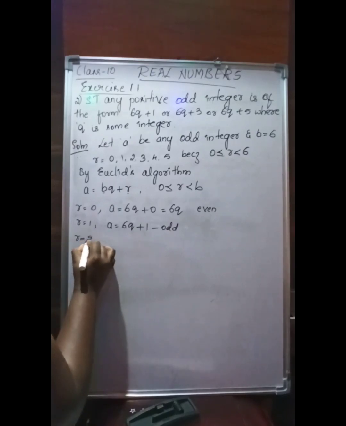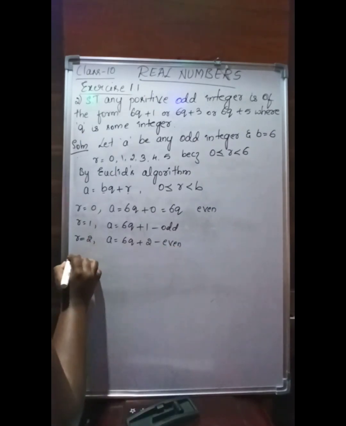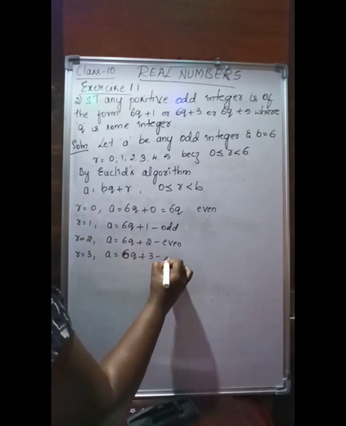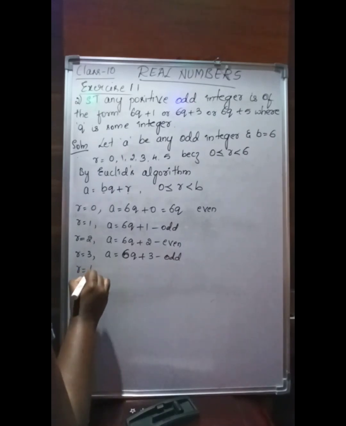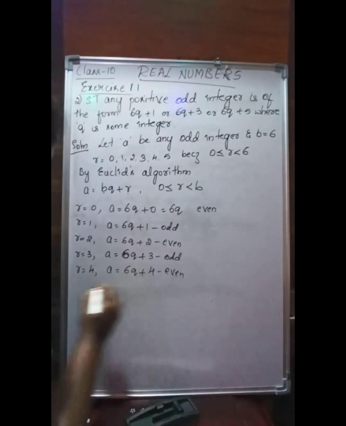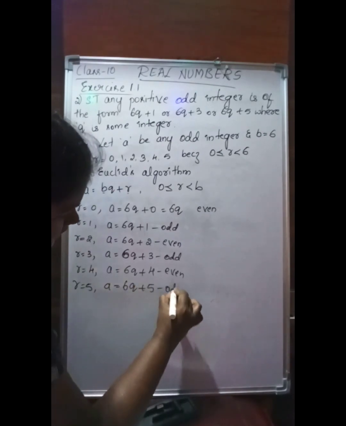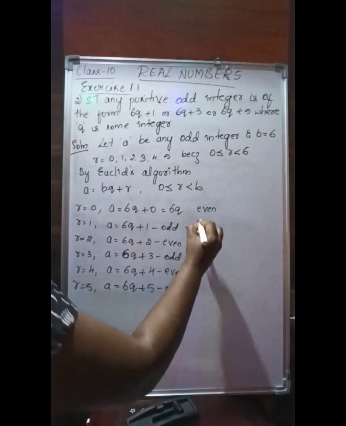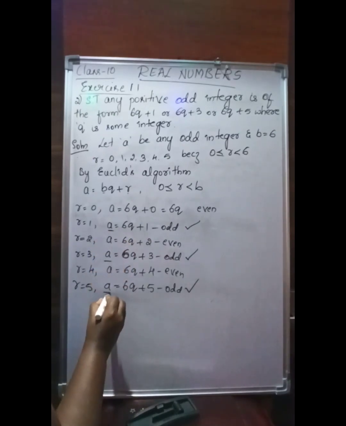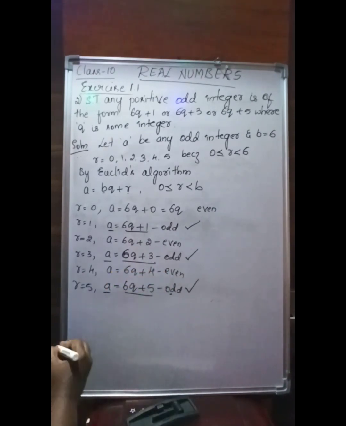Now consider r equals 2. A equals 6q plus 2, and this is an even integer. So r equals 3, a equals 6q plus 3, this is an odd integer. R equals 4, a equals 6q plus 4, this is an even integer. R equals 5, that is a equals 6q plus 5, this is an odd integer. So see, here you have an odd integer, here an odd integer, and here an odd integer. So a can take the form of 6q plus 1, 6q plus 3, 6q plus 5 when it is an odd integer. Clear?